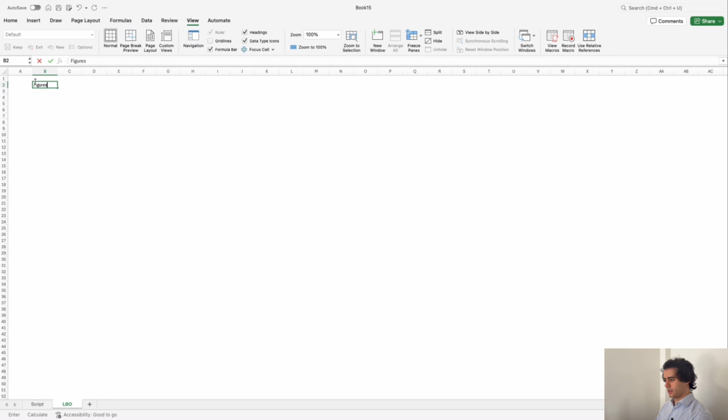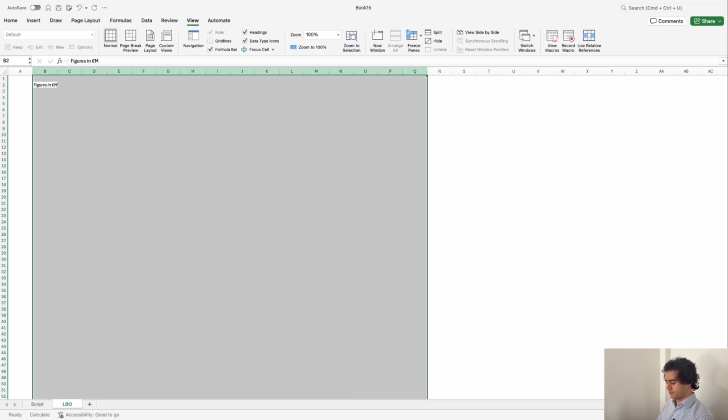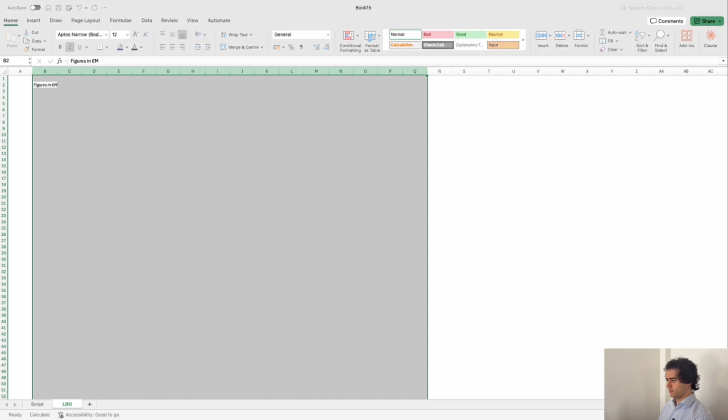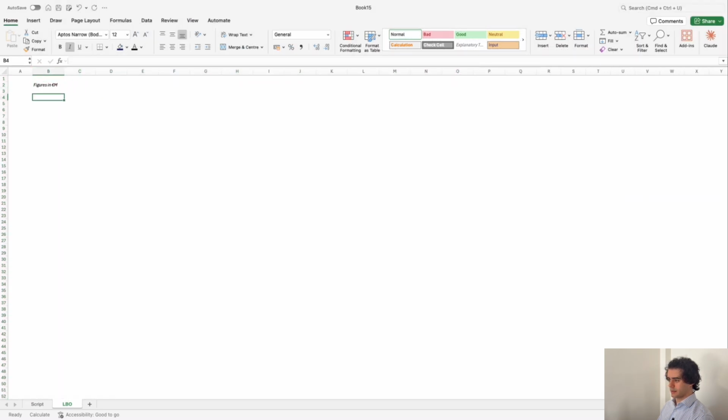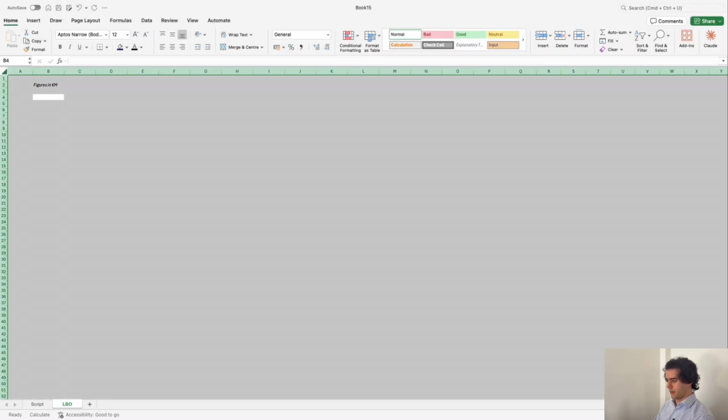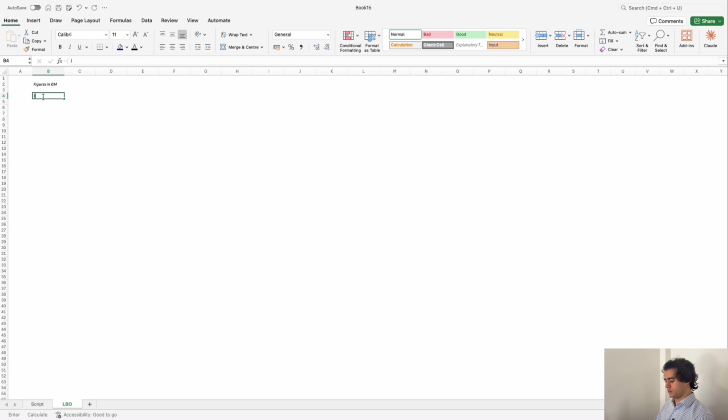So figures in euro million. Let's make these columns a little bigger. And so I want everything in Calibri, font size 11. So now let's go to our input section.